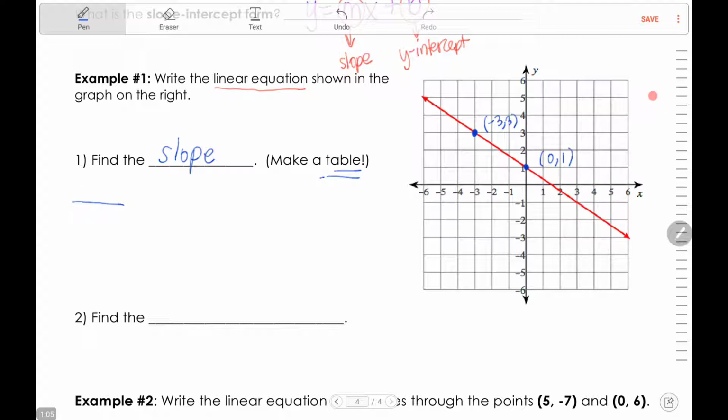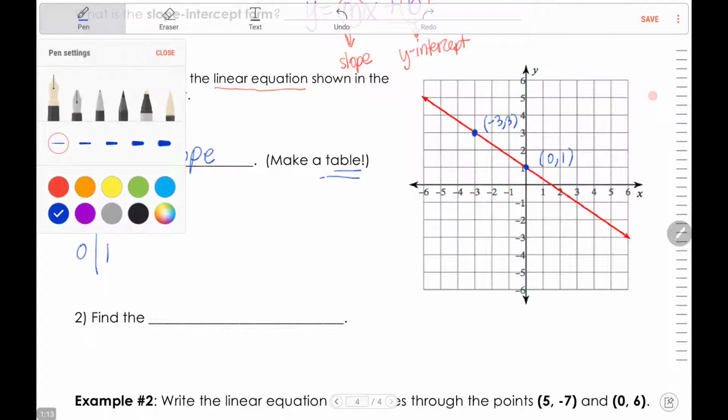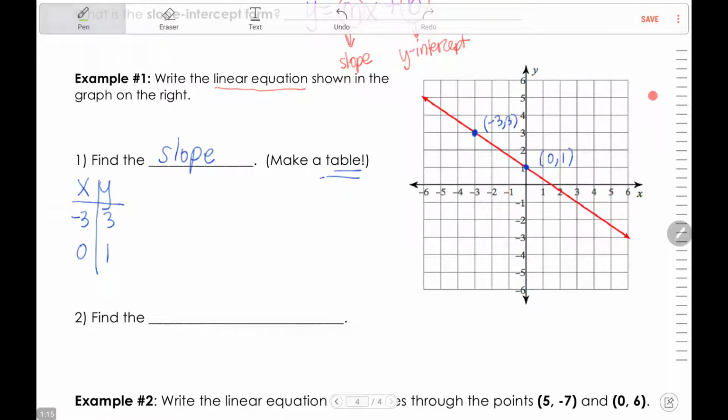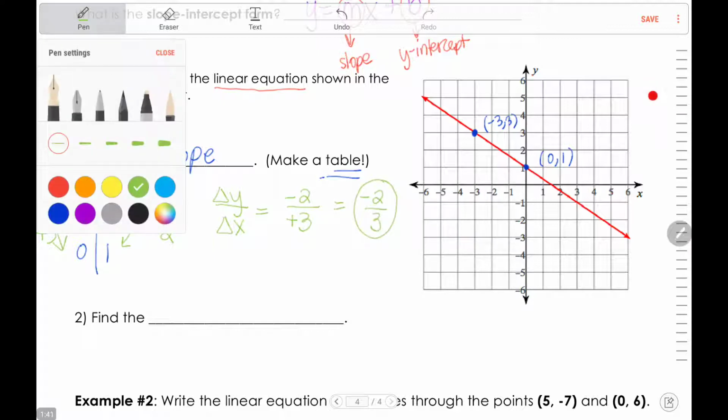So I'm going to make a table to figure out what my slope is. -3, 3, and 0, 1. The change in y from 3 to 1, it's going down, so it's negative, and it's going down by 2. I'm on -2. And then the change in x, -3 to 0, it's going up by 3. So our slope is the change in y over the change in x, which is -2 divided by +3, which is -2/3. Great, we have our m. This is our slope.